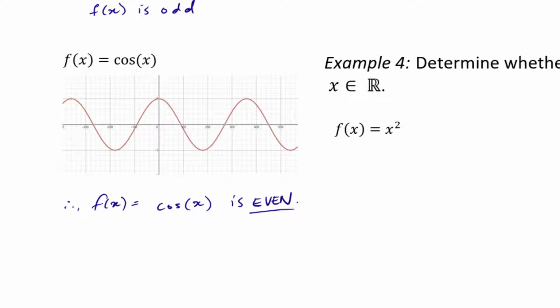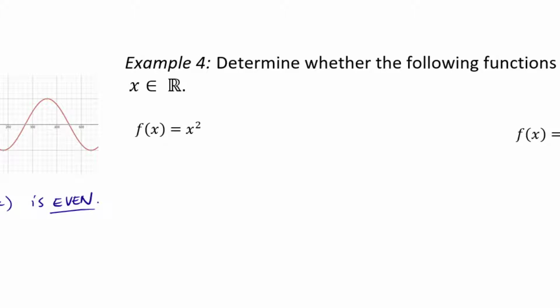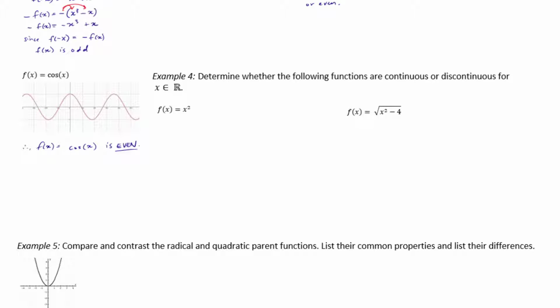A couple more examples on continuity. We can look at determining whether a function is continuous or discontinuous. So let's just take a look at this entire example here. Example 4 asks us to determine whether the following functions are continuous or discontinuous for all x, an element of the real numbers. So we can think about this right here. If we look at this expression right here, are there any values that x cannot be? Well, no, there are no restrictions on x. So let's write that: no restrictions on x.